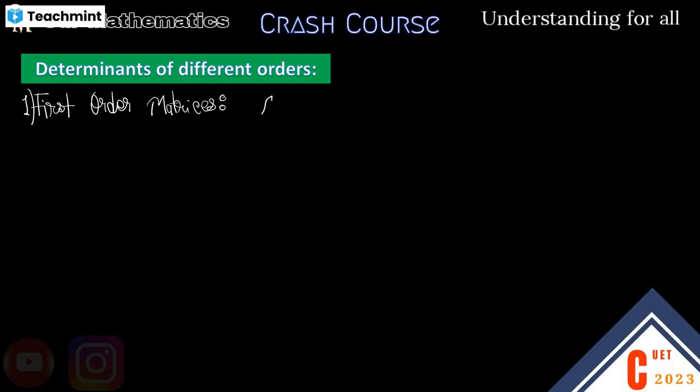In the case of a first order matrix, it contains, for example, b belongs to the set of real numbers or maybe the set of complex numbers, it doesn't matter.